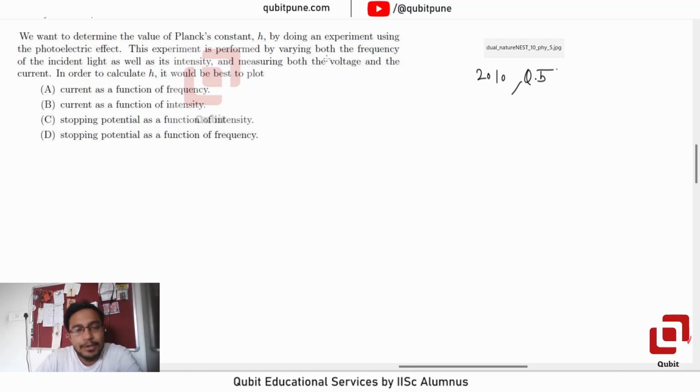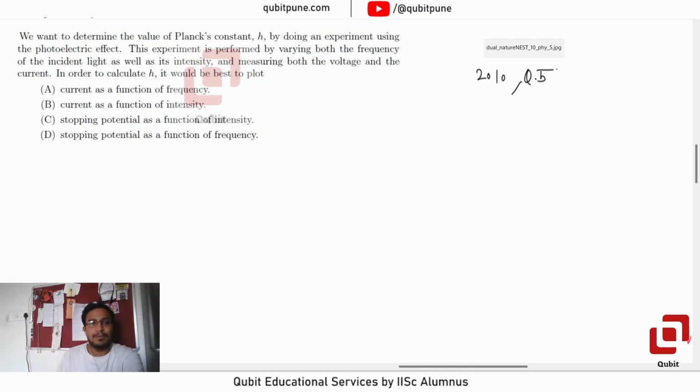This experiment is performed by varying both the frequency of the incident light as well as the intensity and measuring both the voltage and the current. In order to calculate h, it would be best to plot current as a function of frequency, current as a function of intensity, stopping potential as a function of intensity, stopping potential as a function of frequency.